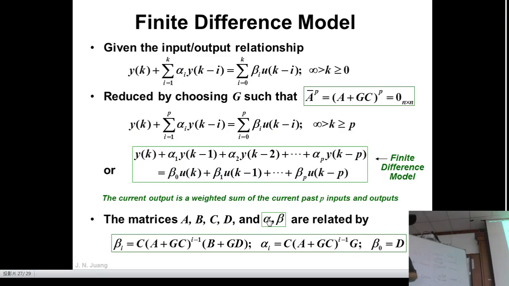All right, your model's alpha and beta, and the A, B, C, D, and G, are related. In other words, if you know A, B, C, D, and G, you will be able to compute the alpha and beta. But in practice, you don't have to do this. If you have input data and output data, you can use some system identification technique to identify your alpha and beta directly without going through A, B, C, D, and G.